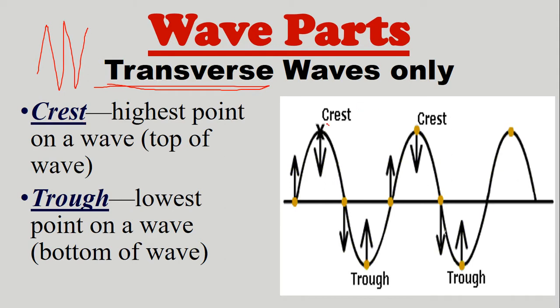You have the crest. The crests, which I'm circling right now, are the highest points on a wave, or the top of the wave. The trough, which I'm boxing right now so you can see them, the troughs are the lowest point of a wave, or the bottom of a wave. This little line here is called the resting position, but we'll get into that in a moment.